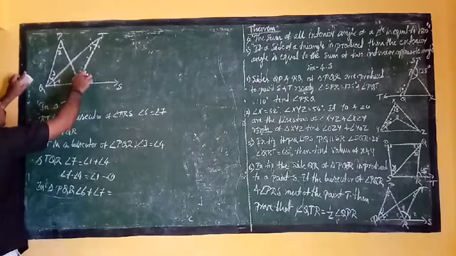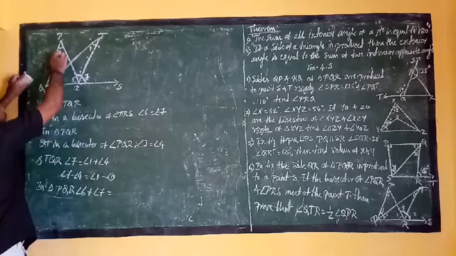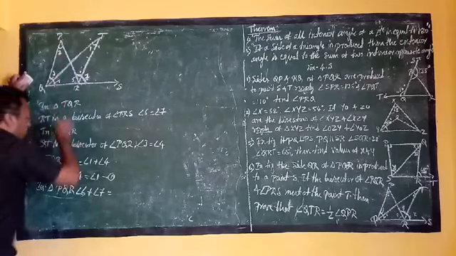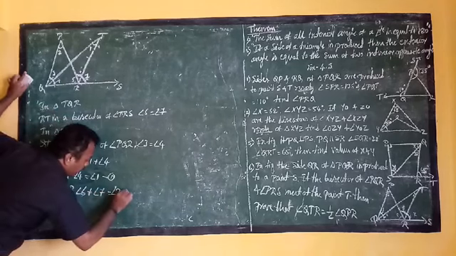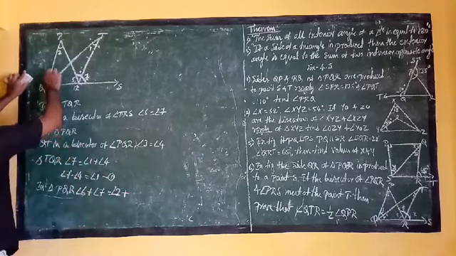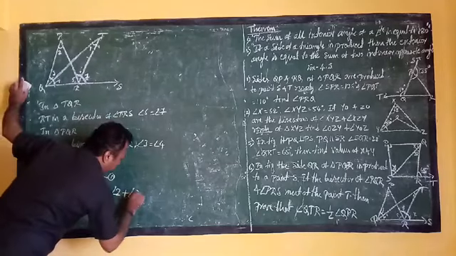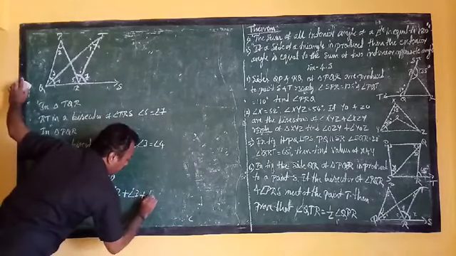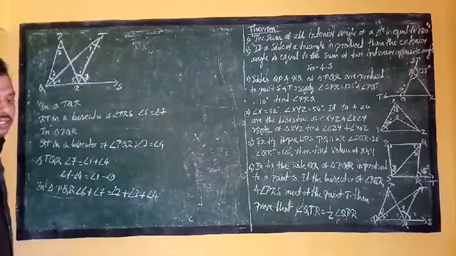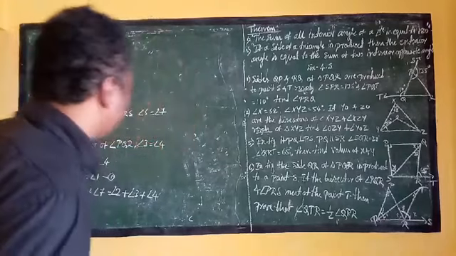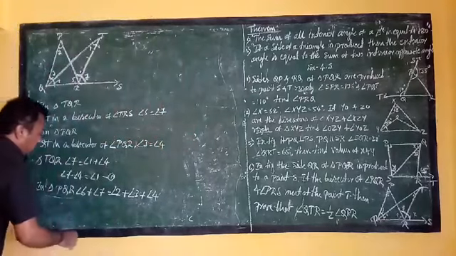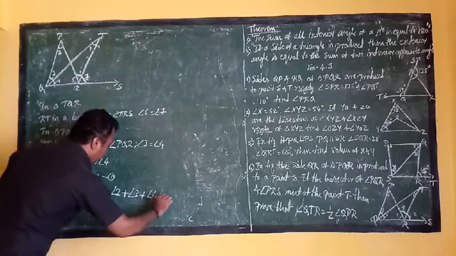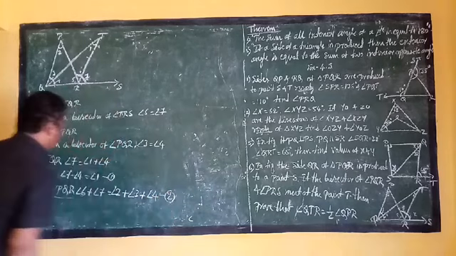This exterior angle is equal to the sum of the opposite interior angles. What are the opposite interior angles? Angle P and angle Q, correct? Angle P is angle 2, plus angle Q is angles 3 and 4, the sum of angle 3 and 4. Angle 3 plus angle 4. Okay. So this is equation number 2.